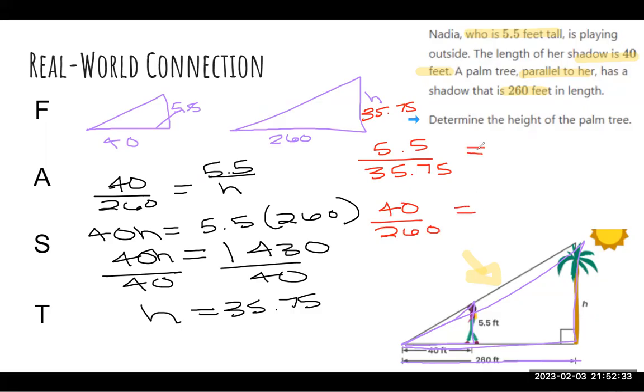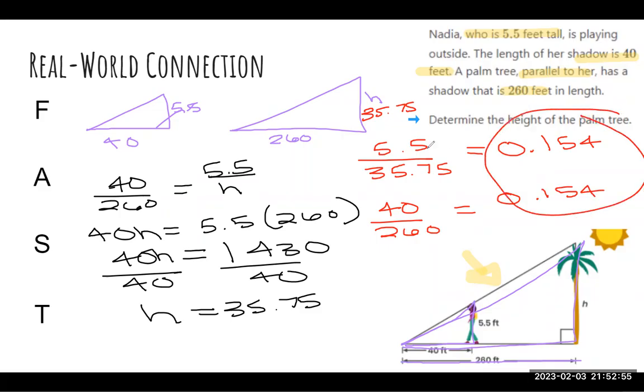So if we were to go ahead and convert this to a decimal, 5.5 divided by 35.75 gives us approximately 0.154. Okay, and then 40 divided by 260 gives us approximately 0.154. Are they the same? Yes. So we know we did this correctly. We know our answer is correct.